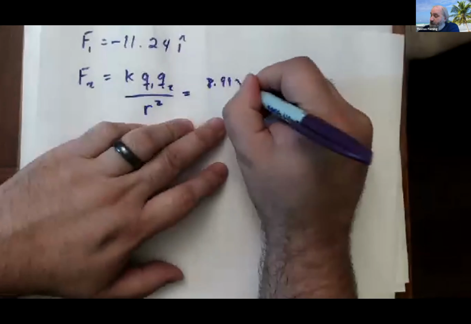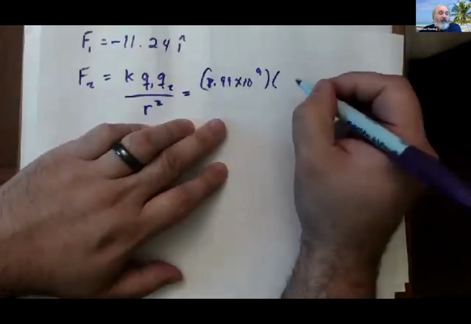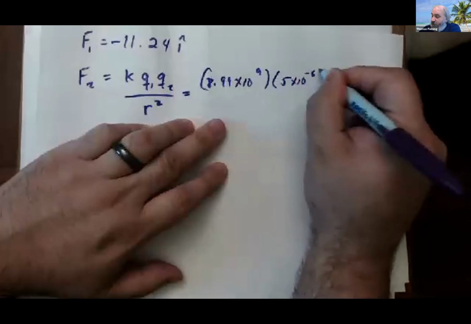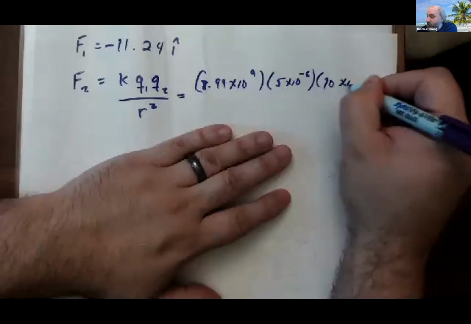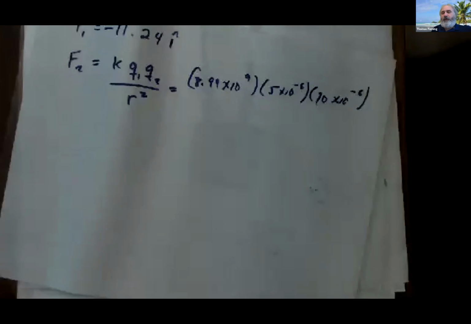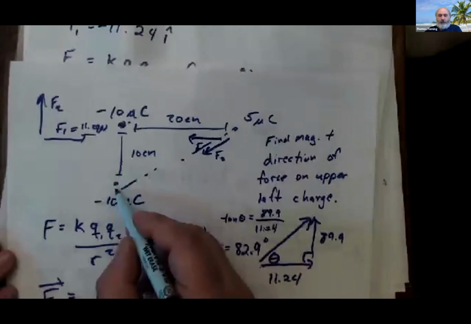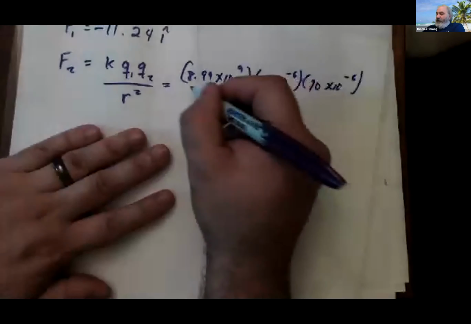So 8.99 times 10 to the 9th. Q1 is going to be 5 microcoulombs, so 5 times 10 to the minus 6. And Q2 is 10 times 10 to the minus 6. So far, so good? You with me on that? Mm-hmm. I'm using this charge for Q1 and that charge for Q2. All right, well, wait a second. What the heck is R?